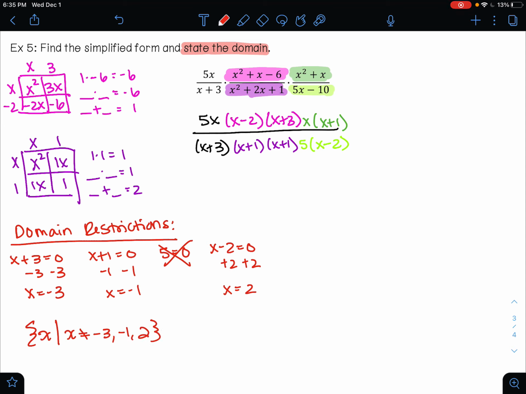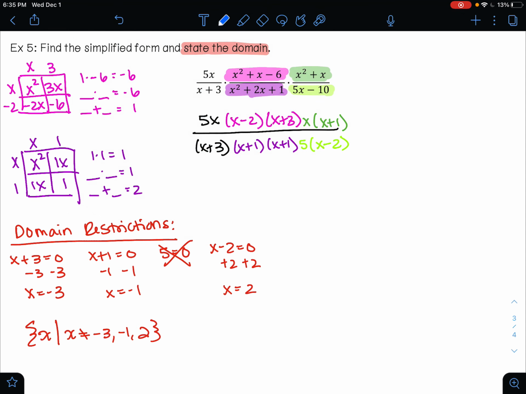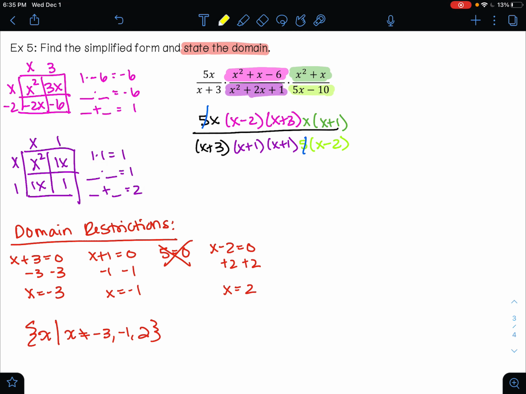Now that we have found our domain restrictions, I can go ahead and start eliminating factors that are equivalent to 1. So 5 has a common factor with 5. Let's see what else. X minus 2 does not have a common factor. X plus 3 has a common factor with x plus 3.